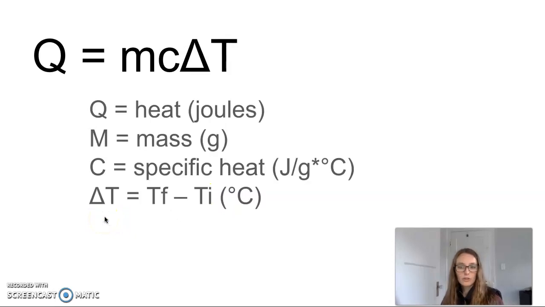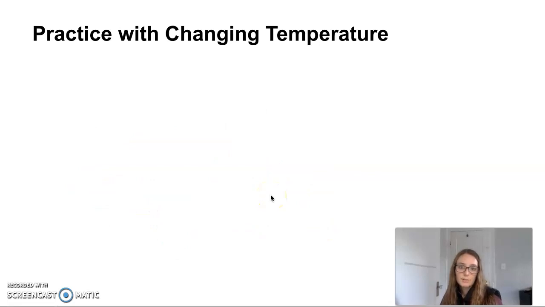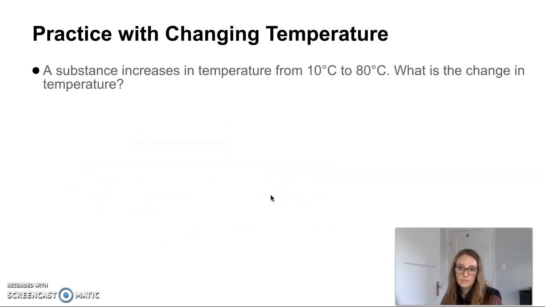So first, in order to use this equation, we need to know how to change temperatures. So, practice with changing temperatures. A substance increases in temperature from 10 degrees Celsius to 80 degrees Celsius. What is the change in temperature? Well, delta T equals TF minus TI. Our final temperature was 80 degrees Celsius. Our initial temperature was 10 degrees Celsius. 80 minus 10 is 70 degrees Celsius.